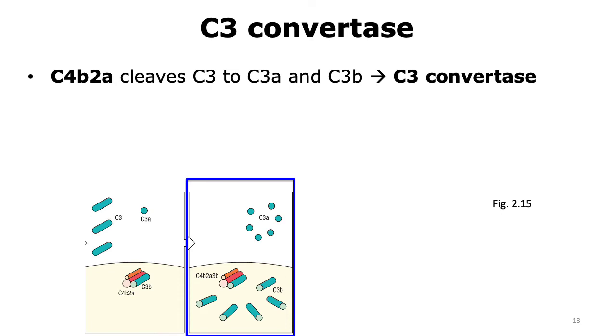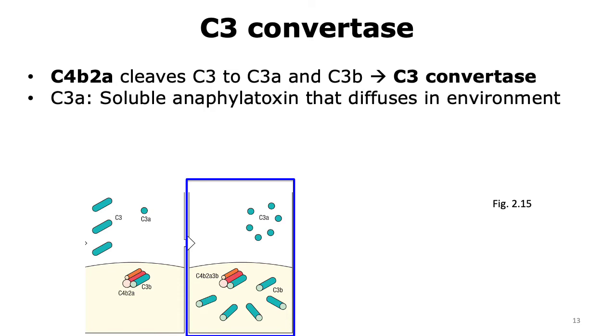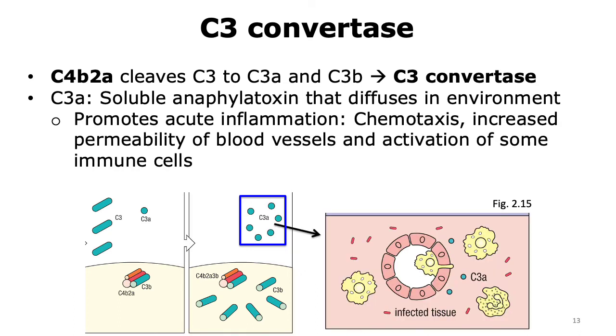Now C3, which is cleaved by the C4b2a complex, also called the C3 convertase, generates a smaller fragment called C3a, which is a soluble molecule. So the C3a does not bind to the surface of the pathogen, but on the other hand, it can diffuse because it's soluble, and it is an anaphylatoxin. An anaphylatoxin is a molecule that is able to promote acute inflammation.